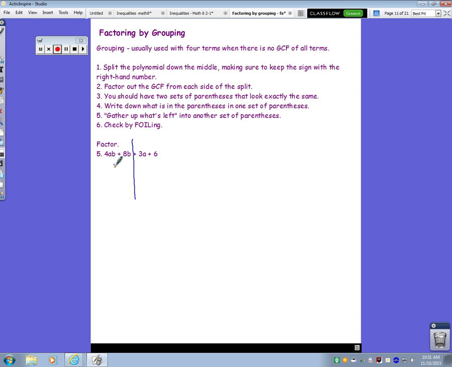4ab and 8b, the greatest common factor is 4b, leaving a plus 2 in the parentheses. Here, the greatest common factor is 3, leaving a plus 2 in the parentheses. So again, we have identical parentheses, and that's exactly what we need for this type of factoring. And then we take what's left, the 4b and the plus 3, and make that the other factor.